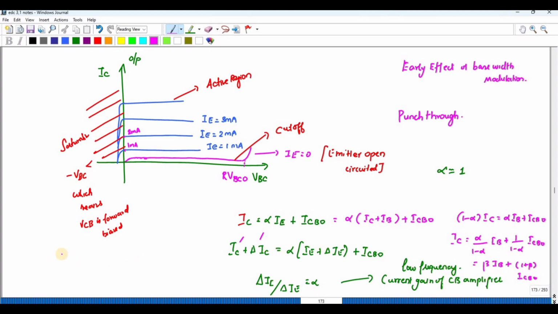Therefore I can write IC is equal to beta IB plus ICEO. This is from the common emitter configuration. So what is ICEO? From the second and the first equation, ICEO I can write as (1 plus beta) into ICBO. Usually (1 plus beta) into ICBO is written as ICO in a few books.